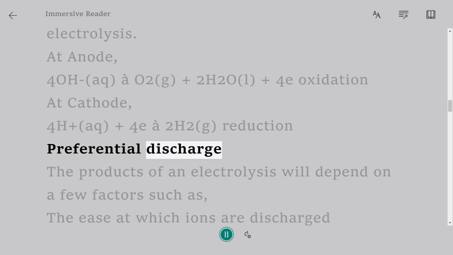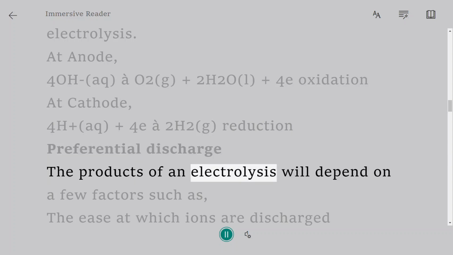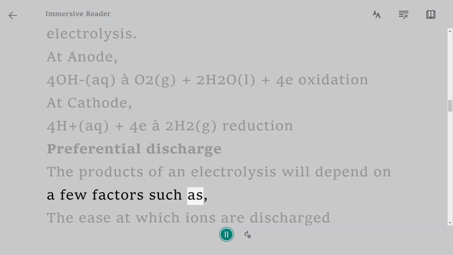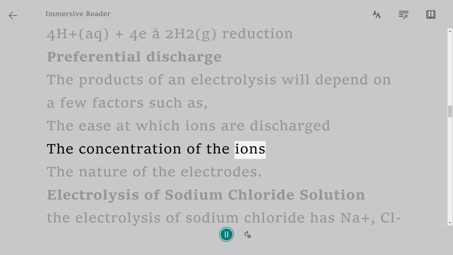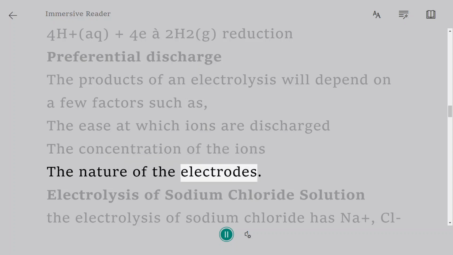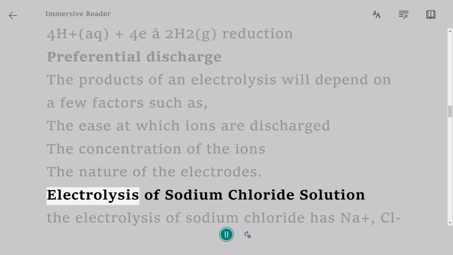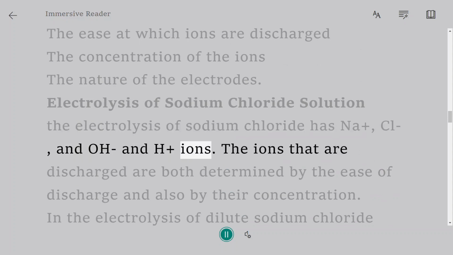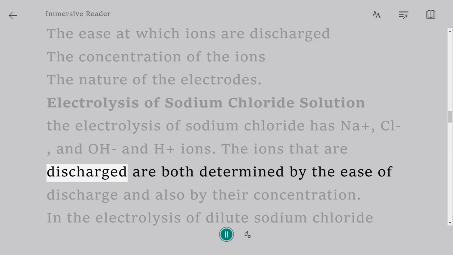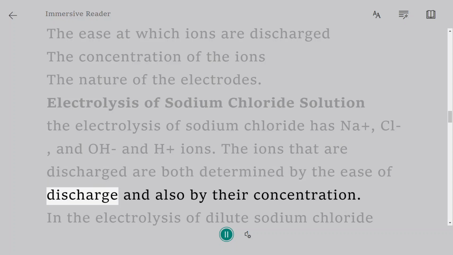Preferential discharge. The products of an electrolysis will depend on a few factors such as the ease at which ions are discharged, the concentration of the ions, and the nature of the electrodes. Electrolysis of sodium chloride solution. The solution has Na+, Cl-, OH- and H+ ions. The ions that are discharged are determined both by the ease of discharge and by their concentration.